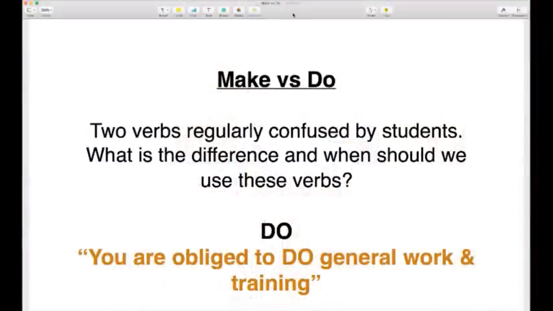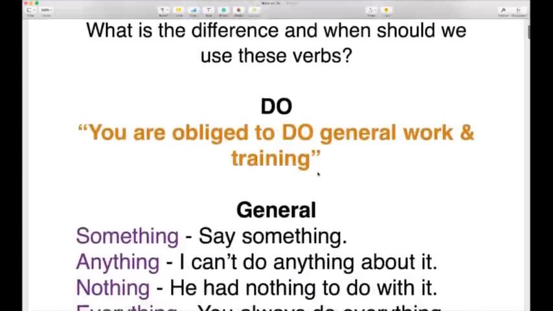All right, so let's get started, shall we? So let's jump straight into it. We have make versus do. Two verbs regularly confused by students. So what is the difference, and when should we use these verbs?